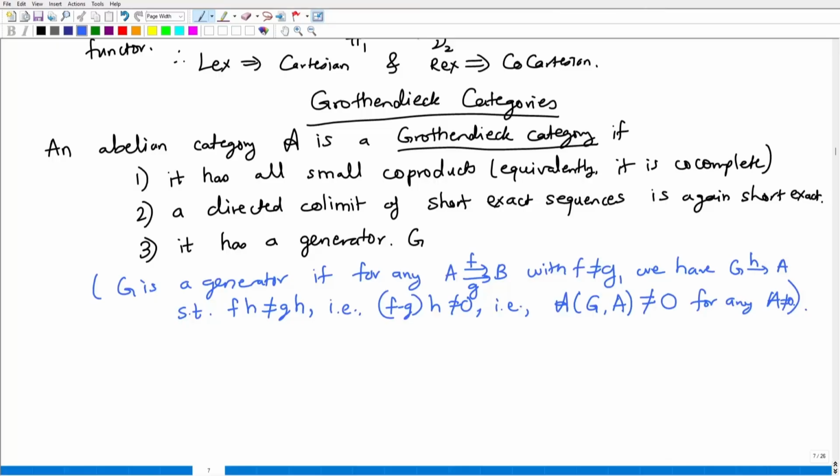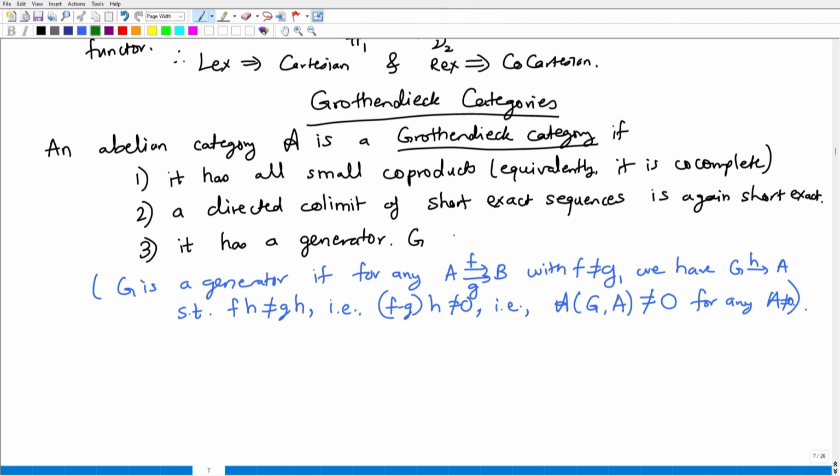So, a Grothendieck category, if it has three properties. See, what is the main point of number three here? It has a generator, which means like every single abelian group can be written as a quotient of a huge direct sum of copies of Z. So, same thing here also I can write down.